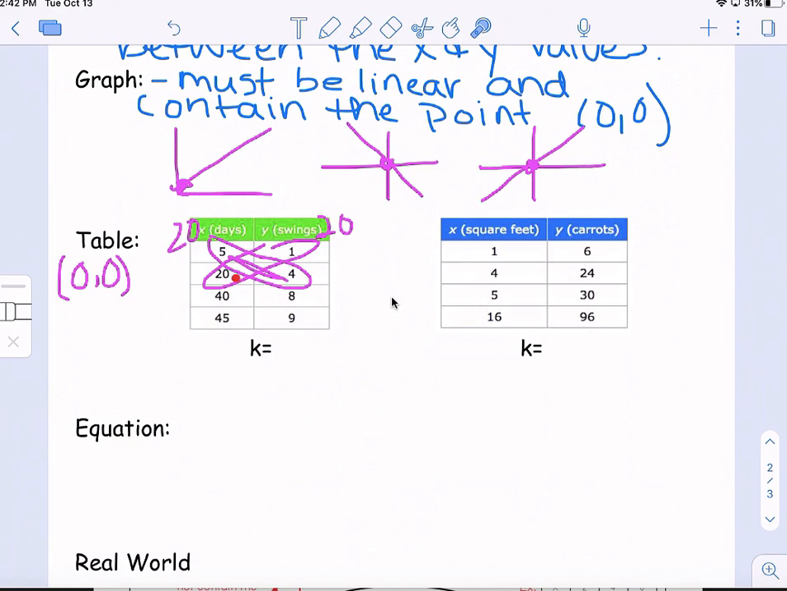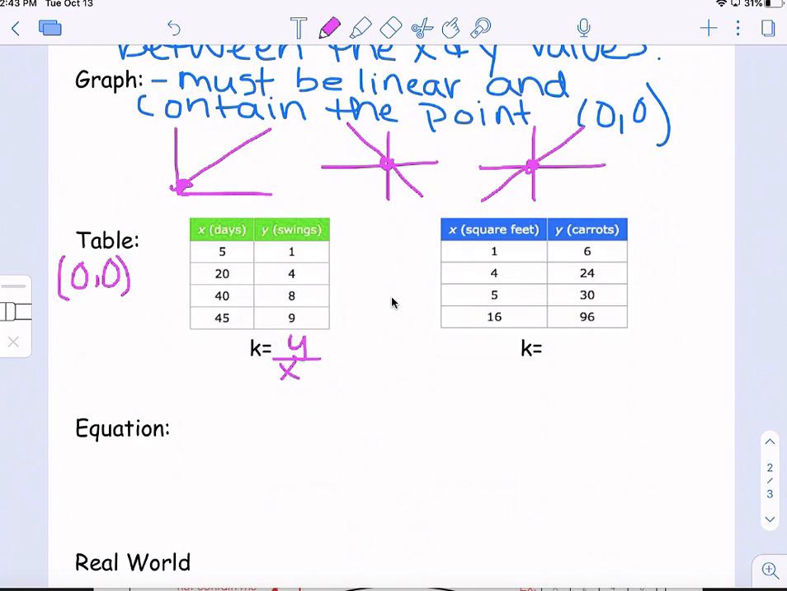You could have checked these two cross products. 20 times 8 is 160. 4 times 40 is 160. The other way to determine if a table is proportional is to check the ratio of the y divided by the x. It must be constant.